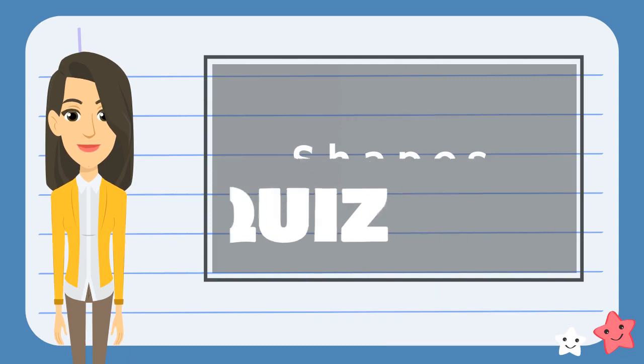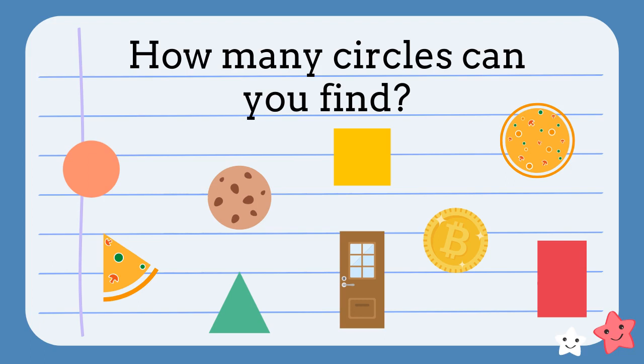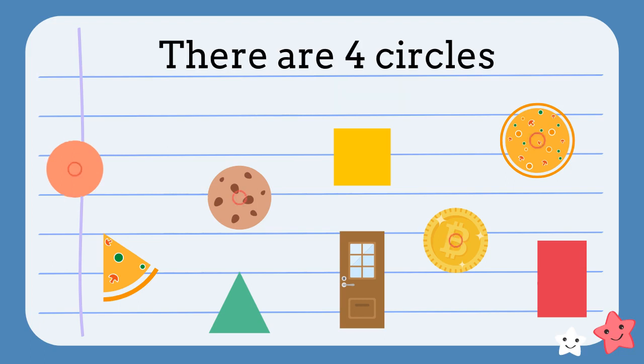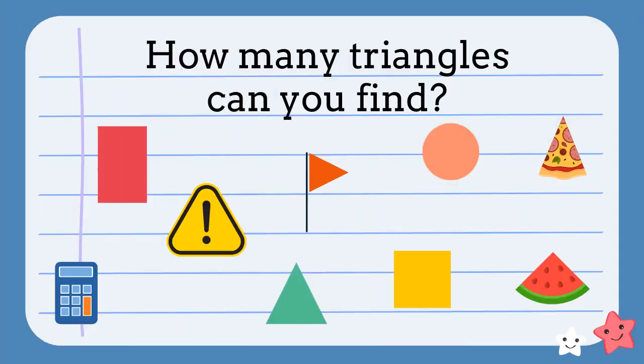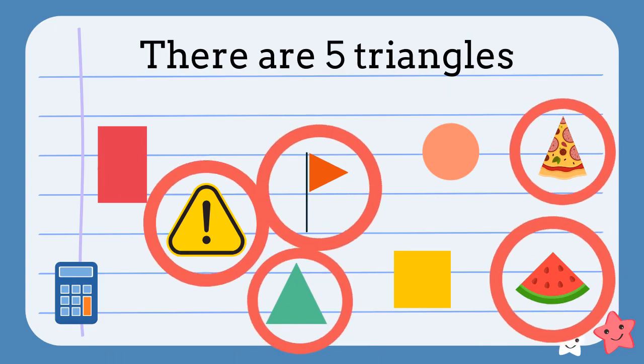Now that we learned about shapes, let's see if you can count the shapes on each page. How many circles do you see? That's right, there are four circles. How many triangles do you see? That's right, there are five triangles.